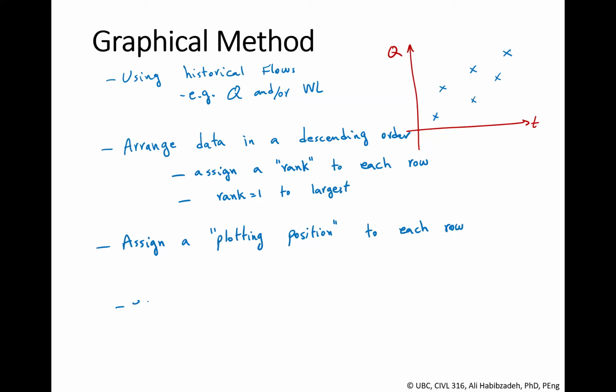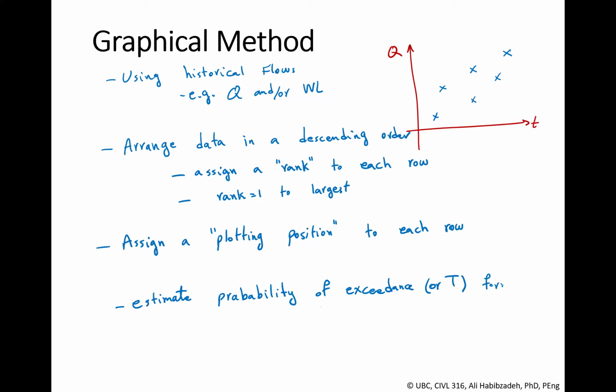And then use this to estimate the probability for that row. Probability of exceedance, P or T, doesn't matter. These are interchangeable. Well, in a way, you can convert them.